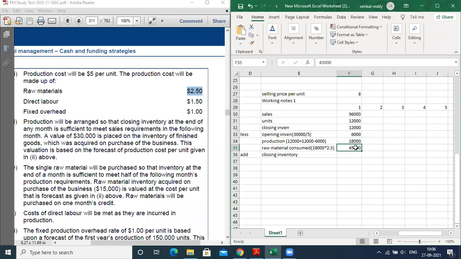So I think we have calculated up to what we discussed. Before I proceed with the closing inventory, let me know if you have any questions. Yes, I request the participants to please respond. Shall I explain the closing inventory now?